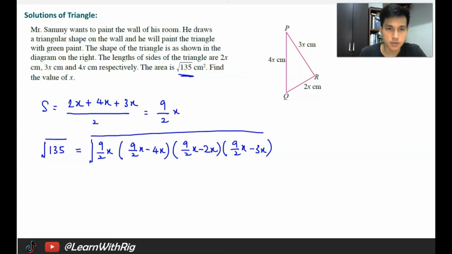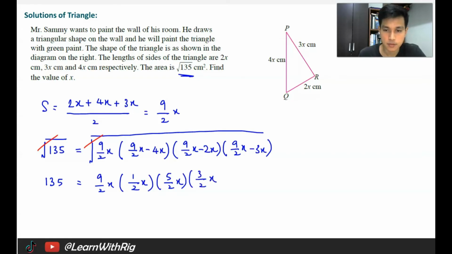So what is your answer? Here you can cancel because both sides have a square root, right? If you don't know why you can cancel, you can square the whole equation to eliminate the square root. So 135 is equal to 9 over 2x times 1 over 2x times 5 over 2x times 3 over 2x. Then you simplify this, and you get 135 equals 135 over 16x to the power 4.